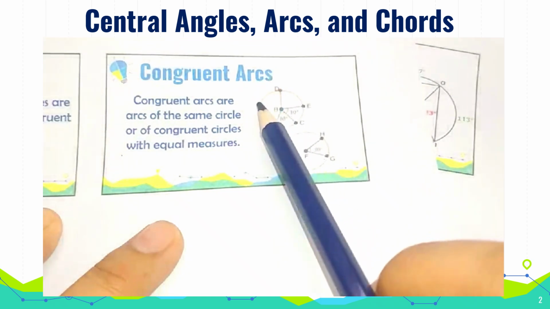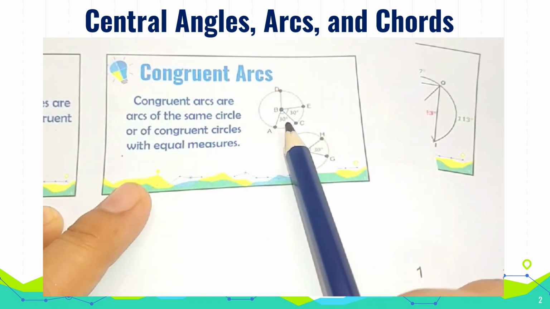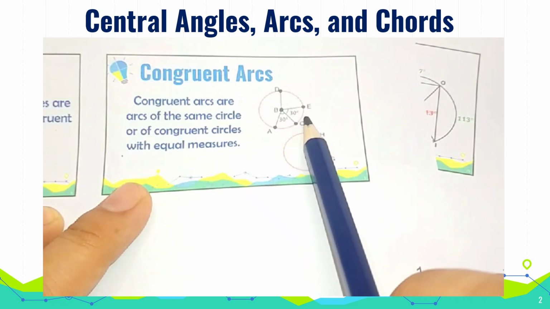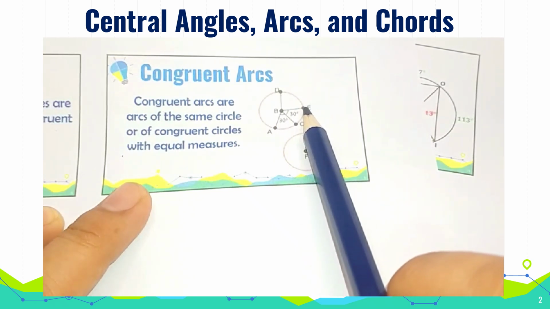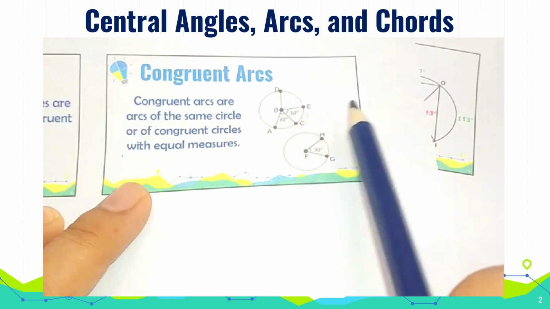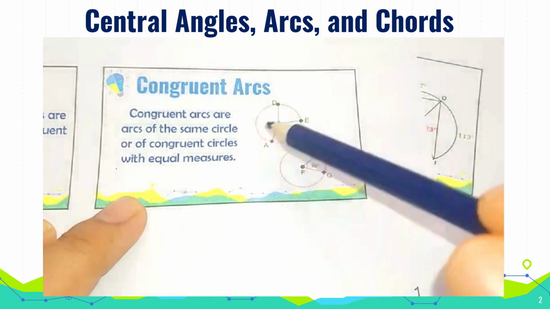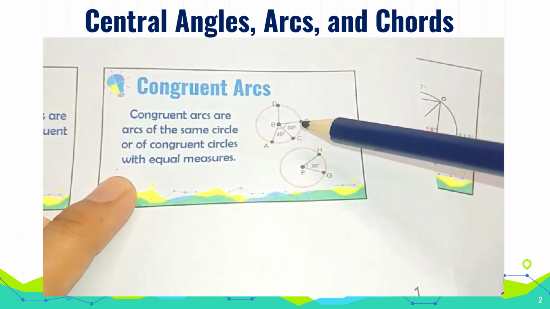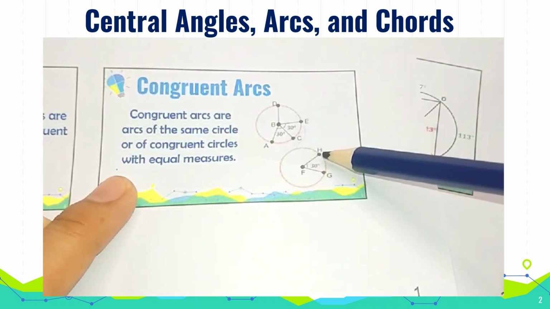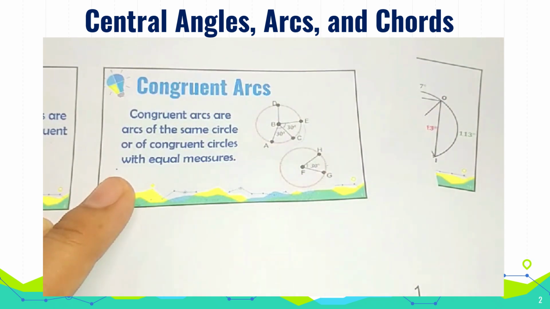Now for congruent arcs, we say the arcs are congruent if they have the same measurement. So we have 30 degrees here, 30 degrees. So arc EC is congruent to arc CA since they have the same 30 degrees. But for congruent circles, they will have congruent arcs if they also have 30 degrees, or the same measurement.